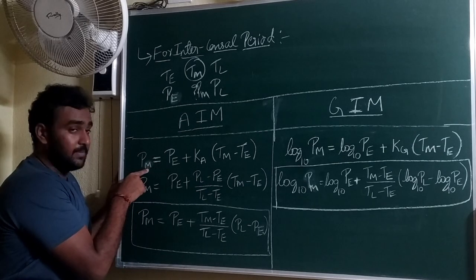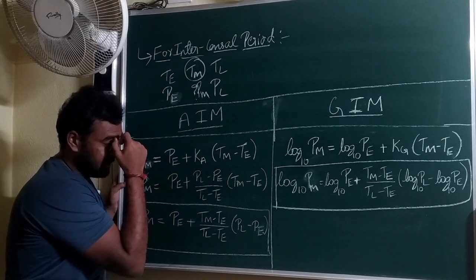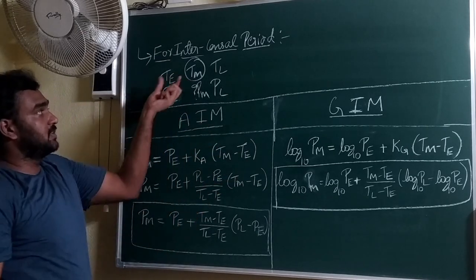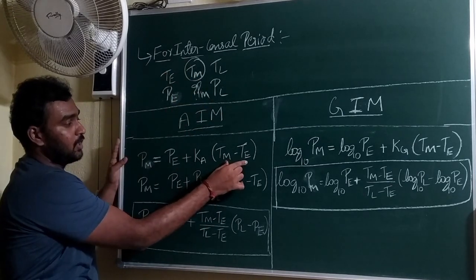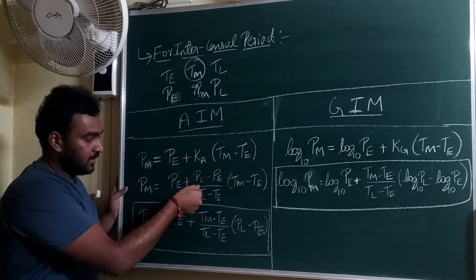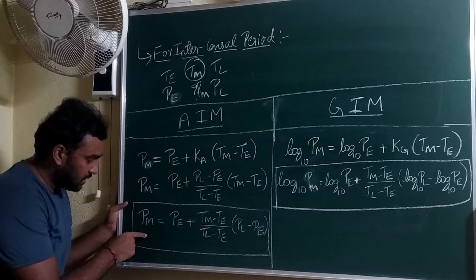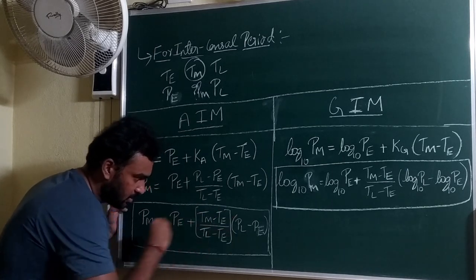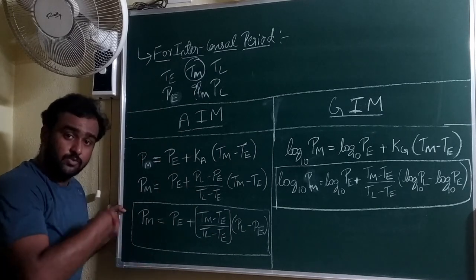PM at any mid-year is equal to PE plus Ka, the constant or average increase, multiplied by the time interval TM minus TE. That is the difference here. This might be 1970, this might be 1972, so 2 years will be the difference here. Let us substitute Ka here, that is PL minus PE divided by TL minus TE. Then after grouping the terms, you will get the final formula like this, where this is the fraction we should observe carefully. Other things will remain the same for the post-censal also, which we will discuss later.